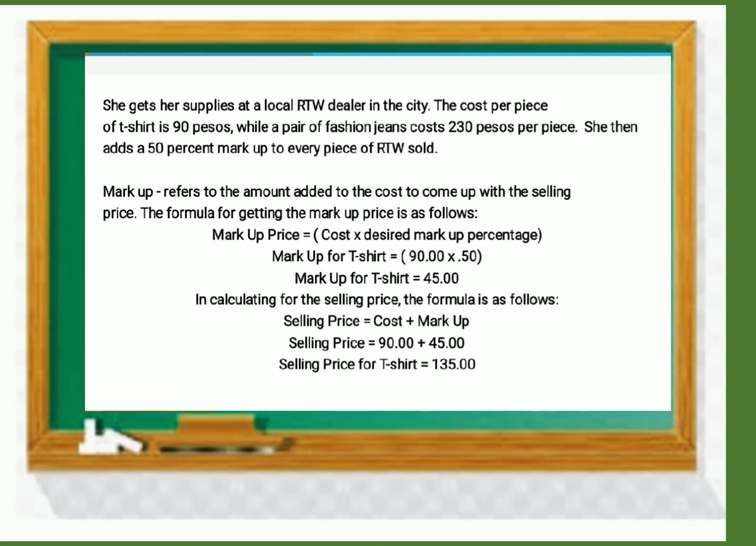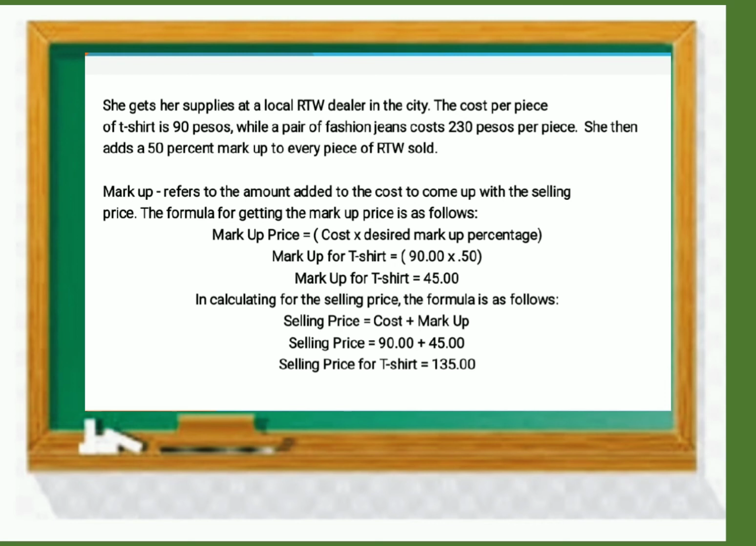So the formula for getting the markup price is as follows: cost times desired markup percentage. So markup for the t-shirt, pila may imong pagpalit sa t-shirt. So we have 90 pesos. Pila ang markup nimo? So we're going to mark up with a 50% for that. So 90 times 50%. How much would be your markup for the t-shirts? 90 times 50, we have 45 pesos.